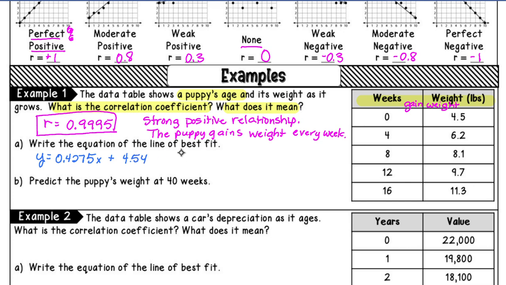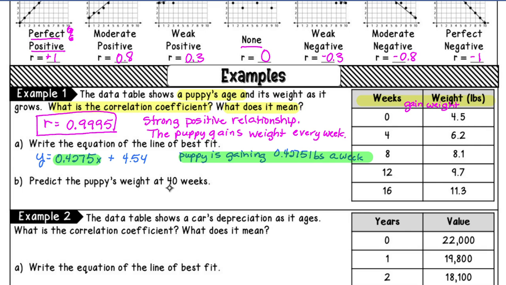So I just want to point out the puppy is gaining 0.4275 pounds a week. That's what our slope's telling us. Okay, so that's just a little side note, a little side jog into slope. That's what that's telling us right there, that it's gaining that much per week. It didn't ask us that. That was just a little bit of bonus information, because I just decided to give it to you.